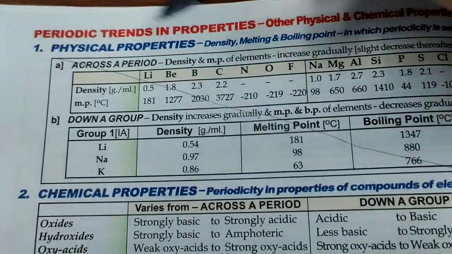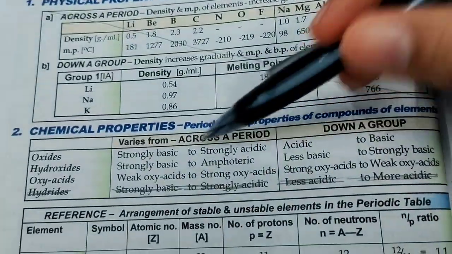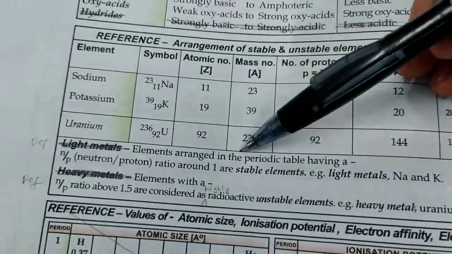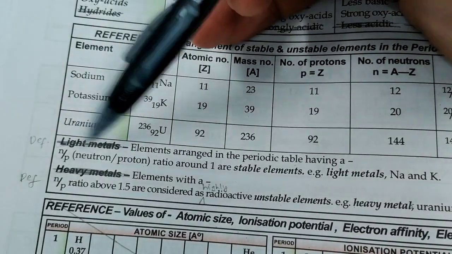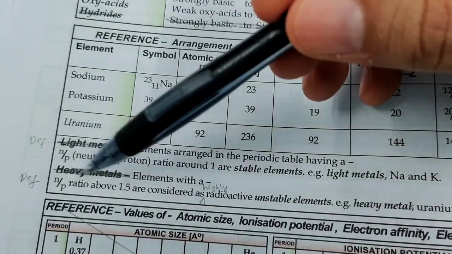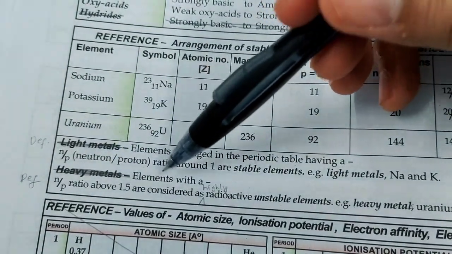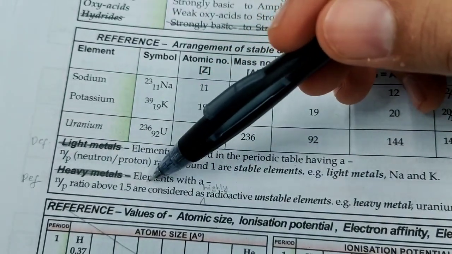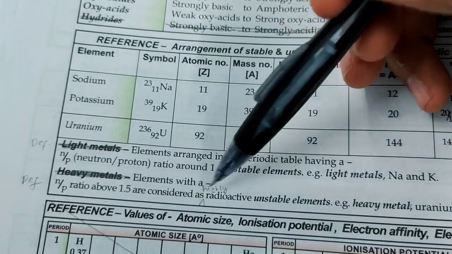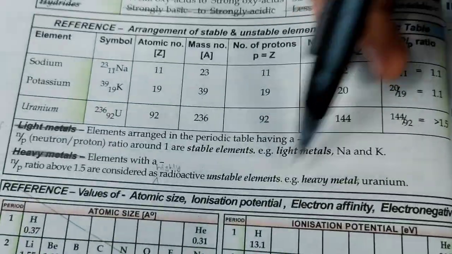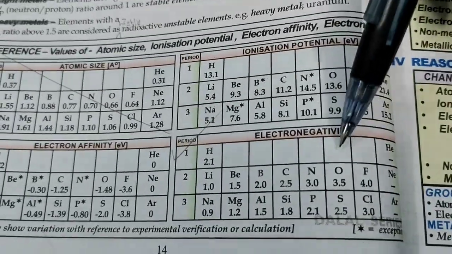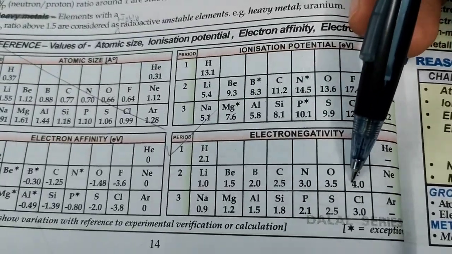Now, physical properties are cancelled. Chemical properties, we have already studied from left to right. Basic properties decrease and acidic properties increase. Cancel hydrides. Now, this is the definition of stable elements. Cancel light metals. And this is the definition of unstable elements. Cancel heavy metals. Elements with a N upon P ratio, neutron upon proton ratio, above 1.5, meaning they have many more neutrons compared to protons, are highly radioactive, unstable elements. Examples are heavy metals and uranium. These reference values are cancelled, but you may want to refer to electronegativity values.